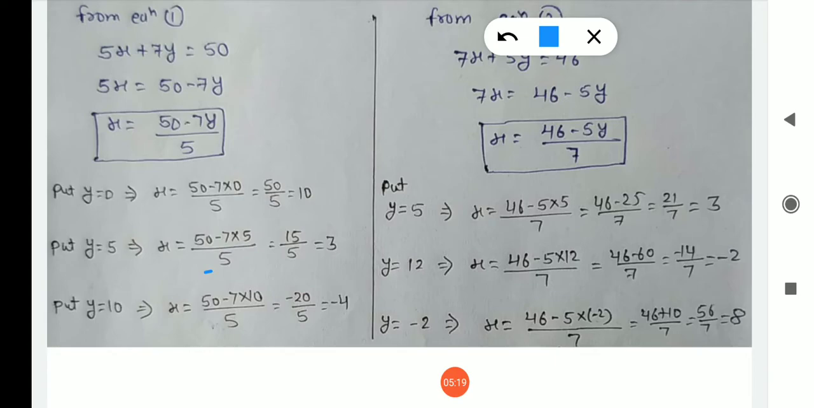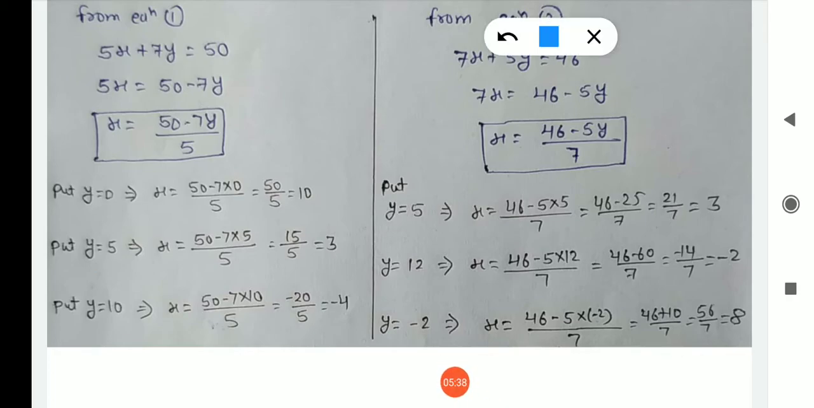Similarly we put 5 plus 5, which is 10. So we put y equal 10. So x equals (50 minus 7 times 10) upon 5. So we get 50 minus 70, which is minus 20 upon 5. So we get minus 4.